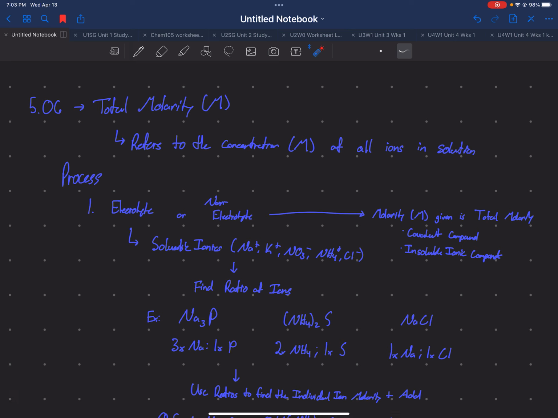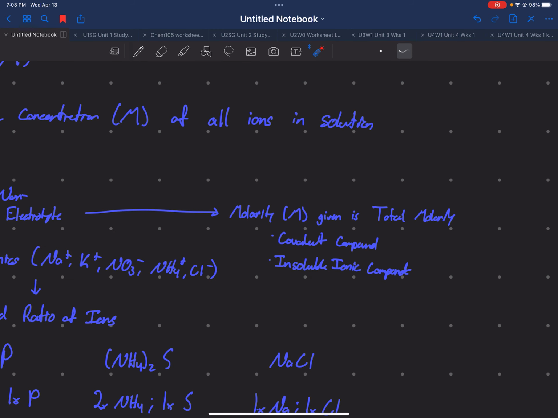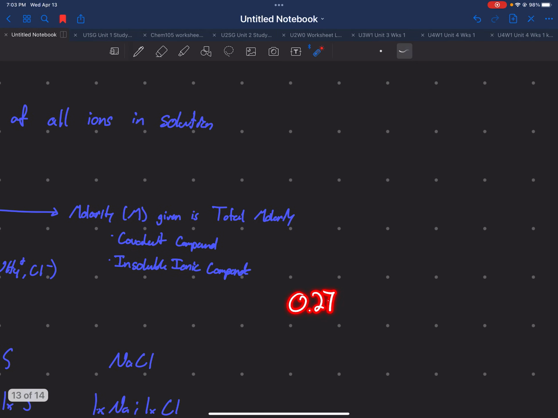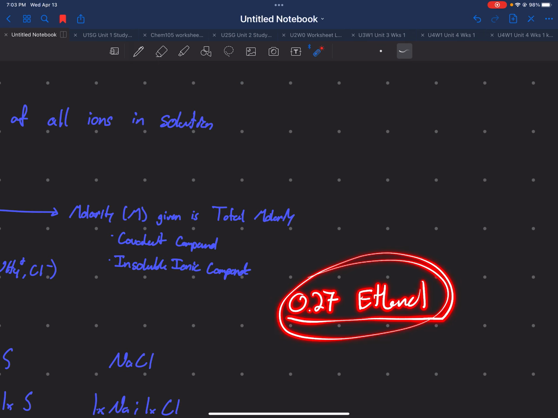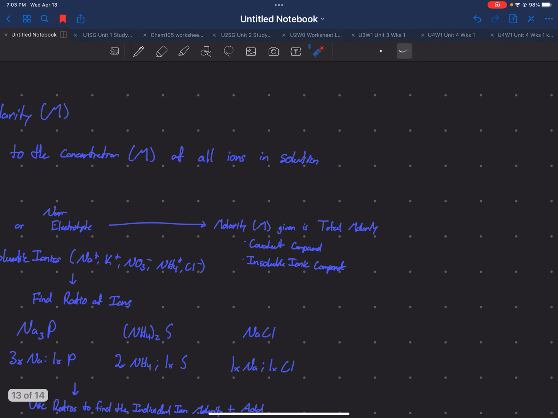So that's if it splits up, if it's soluble. If it's a non-electrolyte, meaning it's either a covalent compound or an insoluble ionic compound, whatever molarity they give you is your total molarity. So if they give you 0.27 molar ethanol, that would be your final answer. You don't need to do any adding or multiplying. That's just what they give you.